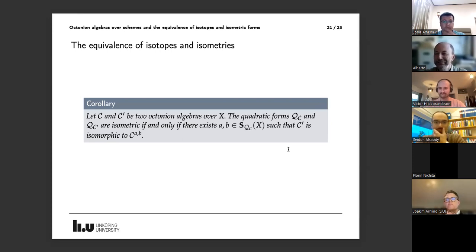Any question or comment that you may want to make? So there is a question in the chat. It says, so we can use algebraic geometry language. Why is this effective? Why is the algebraic geometry language effective?